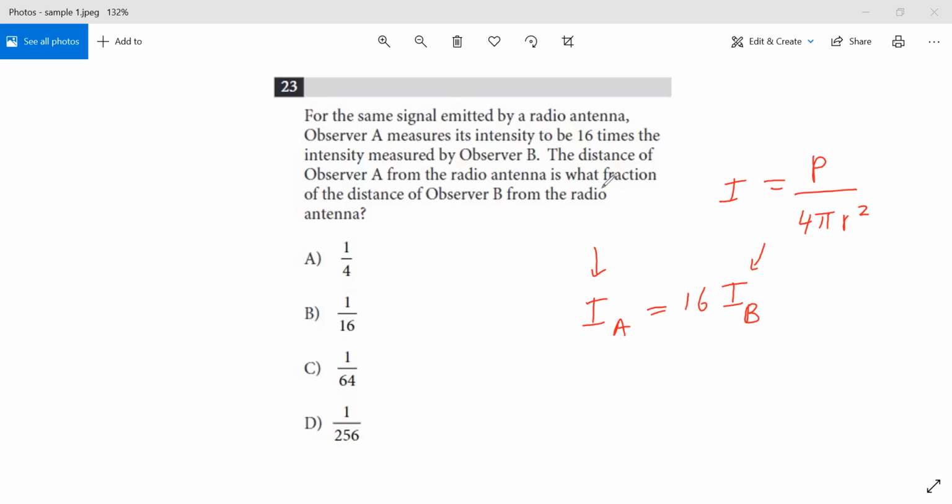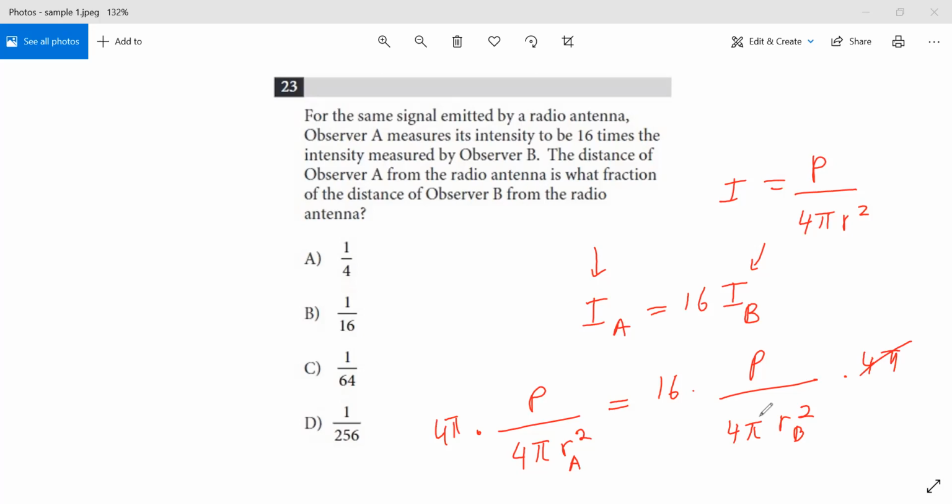So I'm going to write the intensity of A, which is P divided by 4 pi times the distance of A squared, and that equals 16 times P over 4 pi RB squared. Now I can multiply both sides by 4 pi. That cancels this, this cancels that, and I can cancel out the P's as well. So now I have 1 over RA squared equals 16 times 1 over RB squared.